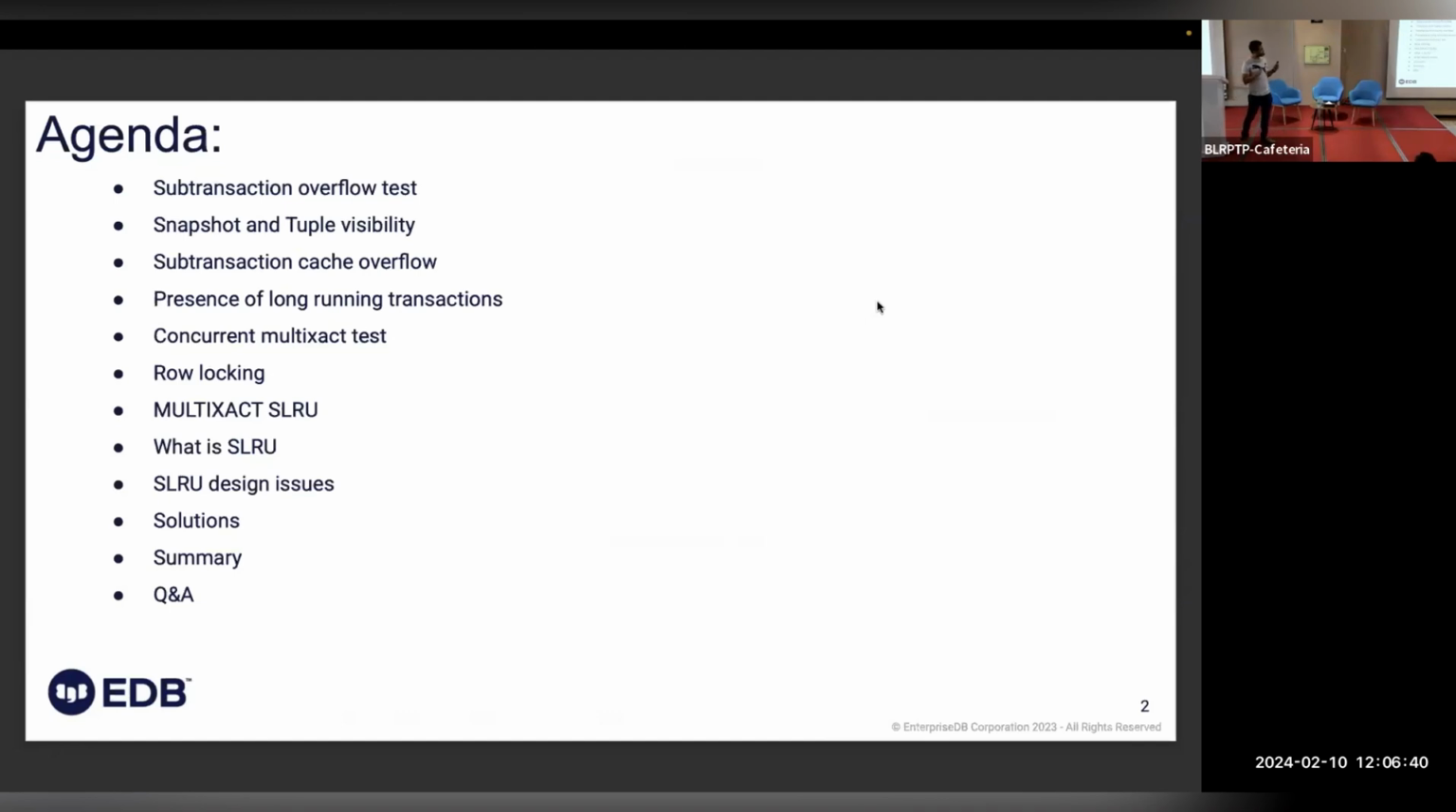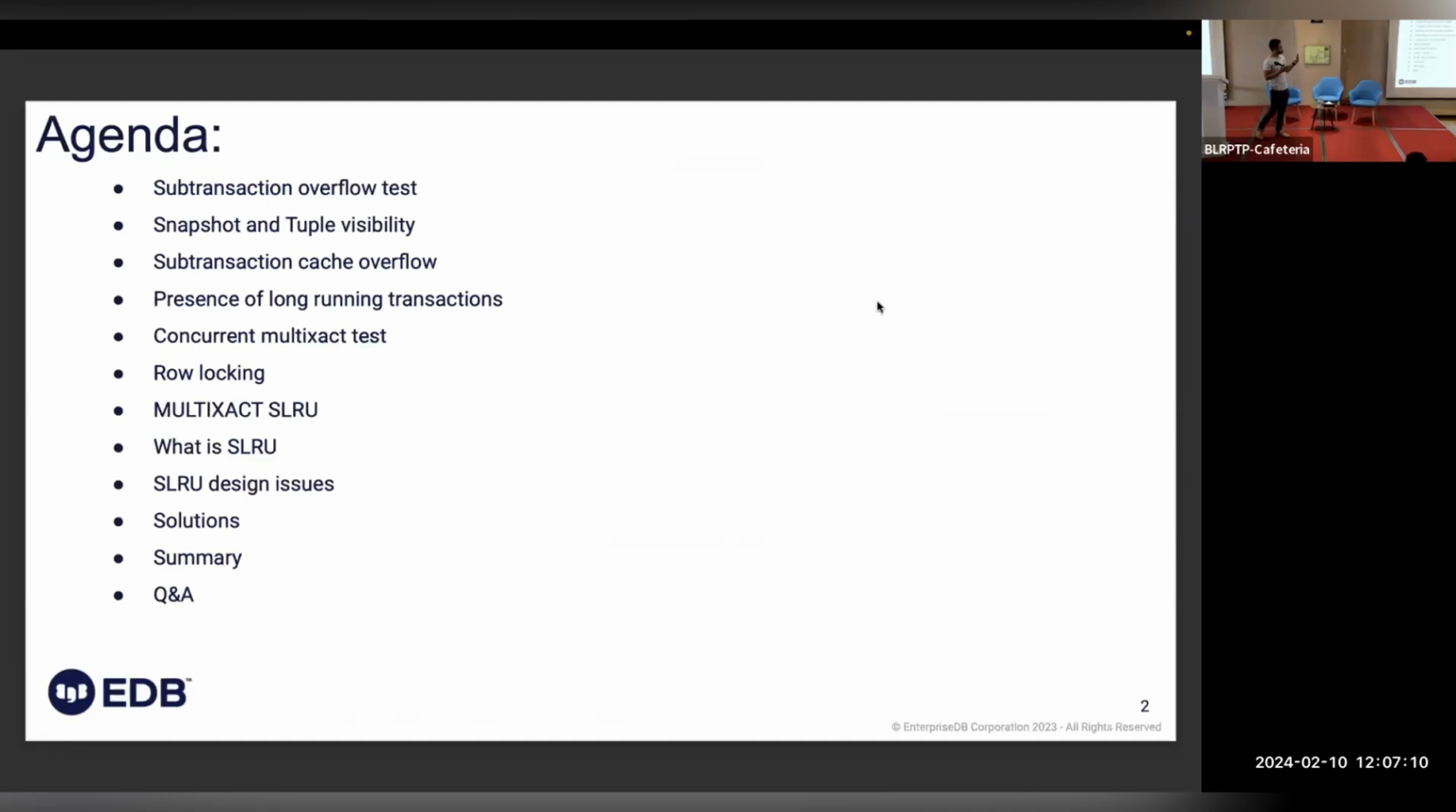There are basically two things I want to cover. One is subtransaction cache overflow, where we are using a lot of subtransactions. We'll also see how the presence of long-running transactions makes it even worse than subtransaction overflow alone. The second problem is a lot of use of multi-xact, and what multi-xact is, we will discuss by introducing row locking.